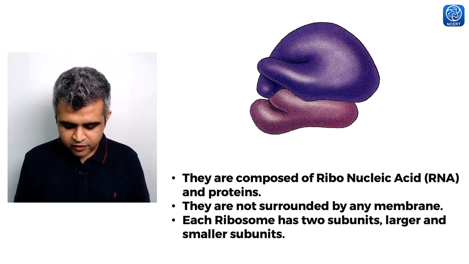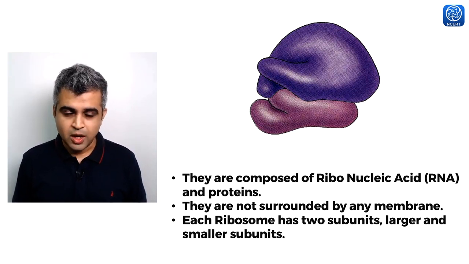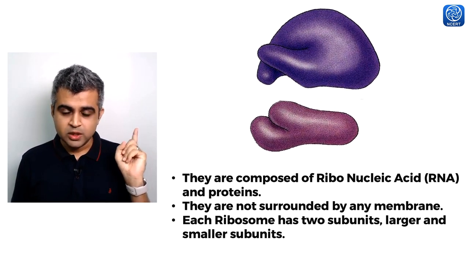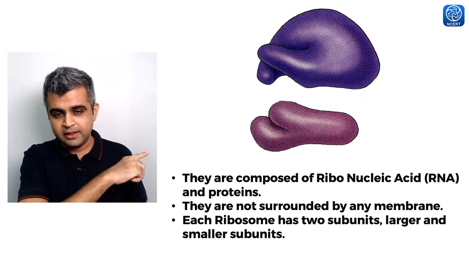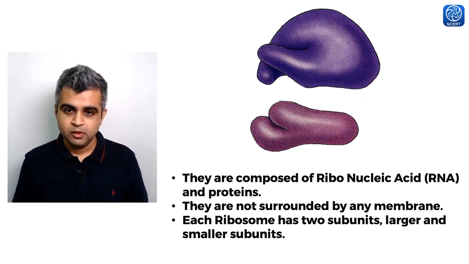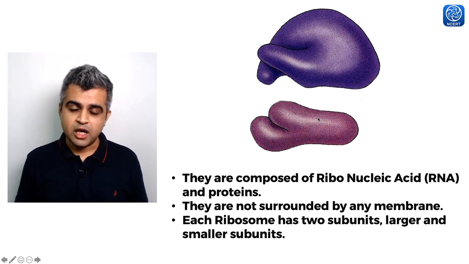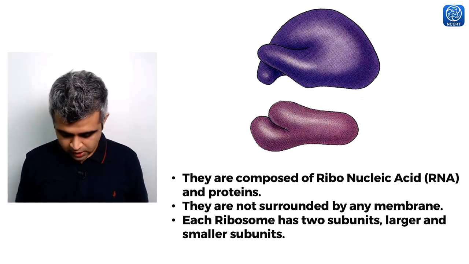Ribosomes have two subunits, the larger and smaller subunit. So have a look at the diagram here and see what happens now. So you can see that I have separated them, and there is a larger subunit at the top and there is a smaller subunit down. So this bluish purplish thing is the larger subunit, whereas this is the smaller subunit. So all ribosomes are made up of two subunits, a larger subunit and a smaller subunit.